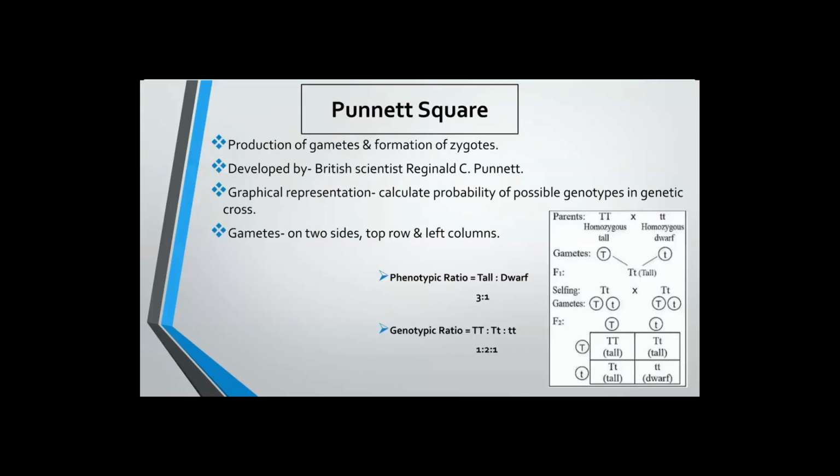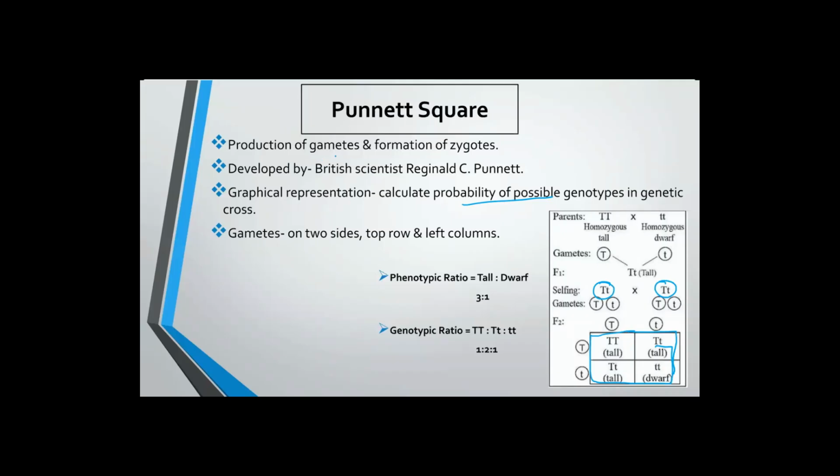Now we are moving to the next term, that is Punnett square. This square is a graphical representation which is used to calculate the probability of the possible genotypes in a genetic cross. So if we are crossing two F1 hybrids, we can find out the possibilities of the progeny by drawing a Punnett square.